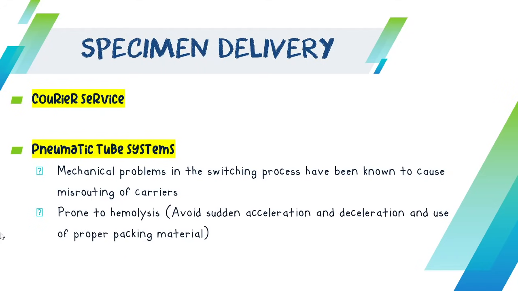And then another, it is very prone to hemolysis. Why? Because there are times when there is sudden acceleration and deceleration as you transport your samples through the pneumatic tube systems. And it is prone to hemolysis because it might depend on how the personnel handling that specimen properly packs that material. There are really chances that it could break, and in terms of specimen integrity, somehow it could affect.